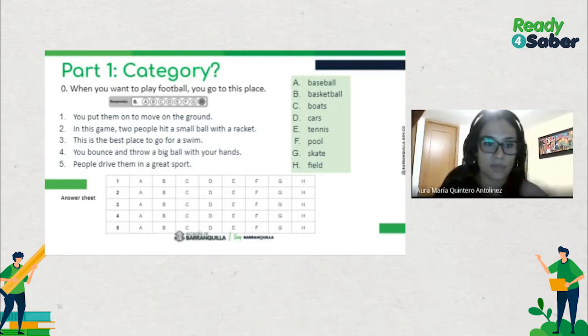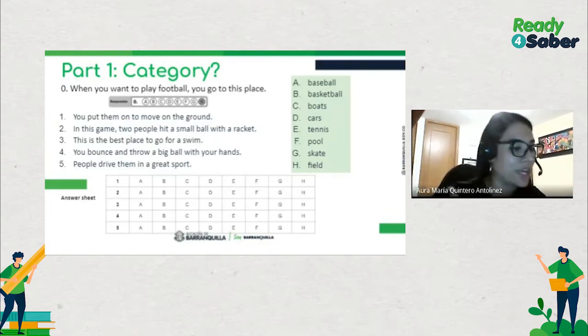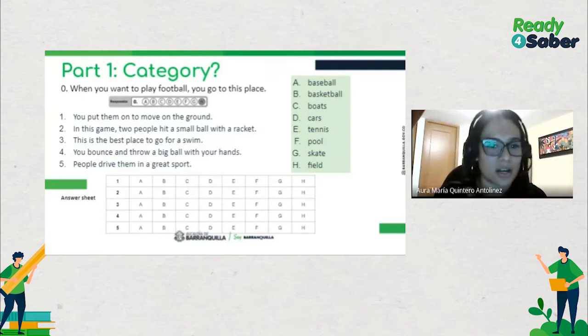People drive them in a great sport. Yes, cars. Good. I mean, in which places, or what is the name of the tournament where you can drive these cars? You know, where can you drive these cars as a sport? Anyone? Where can you drive the cars as a sport?